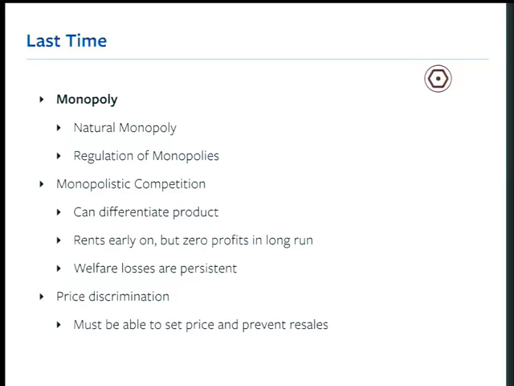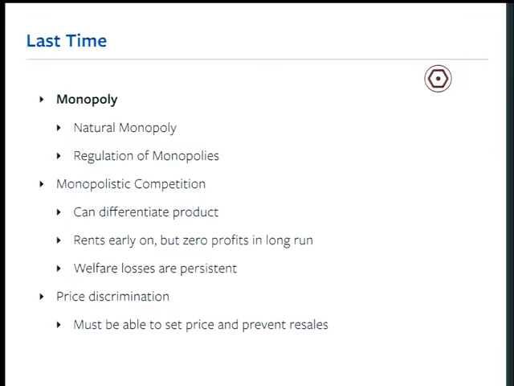But as time goes on and other firms differentiate products and steal market share away from you, you end up having 0 profits in the long run. At that point, of course, the incentives for other firms to enter that market with similar products go away. So this is, in theory, a sustainable equilibrium. The problem with monopolistic competition is that these welfare losses, the deadweight loss here is persistent. Even if the firm makes 0 profits, there is a deadweight loss there. So this is not efficient.